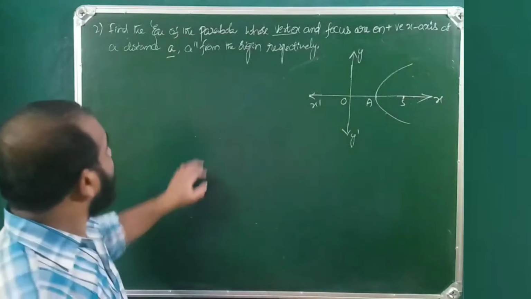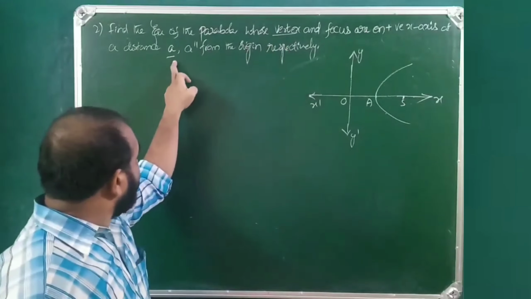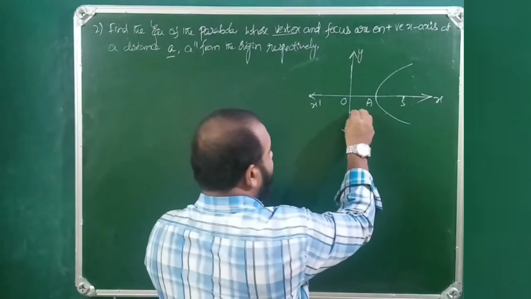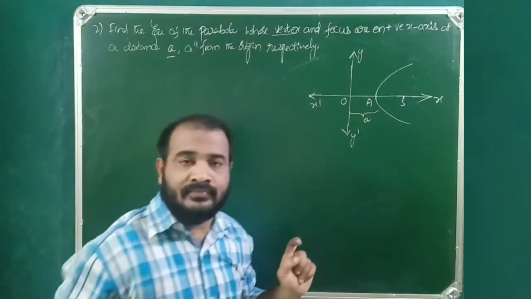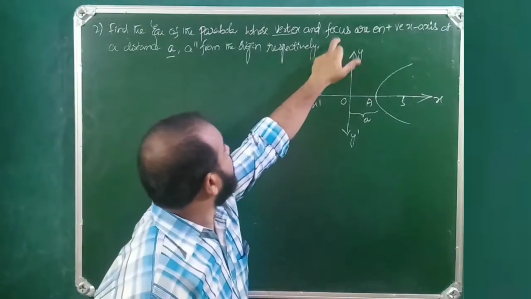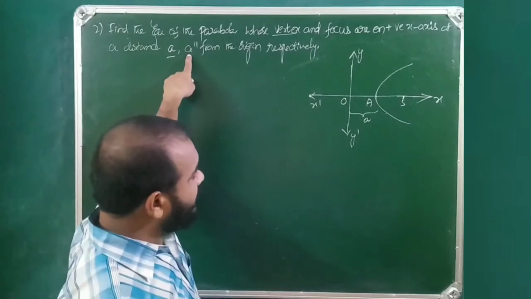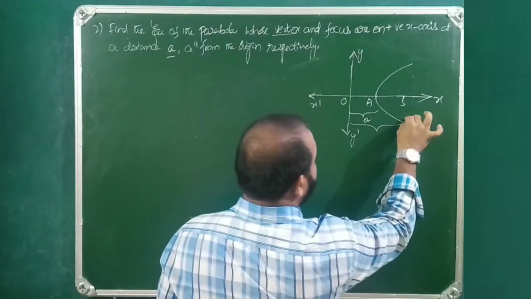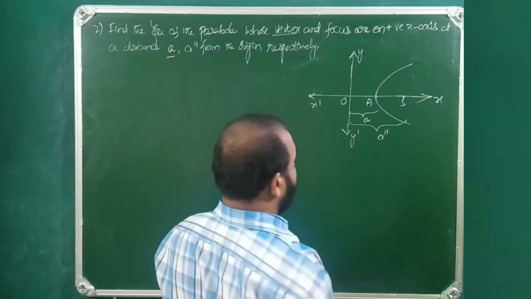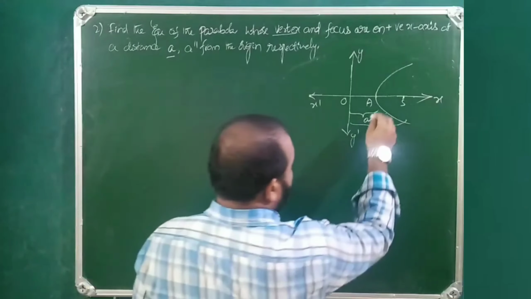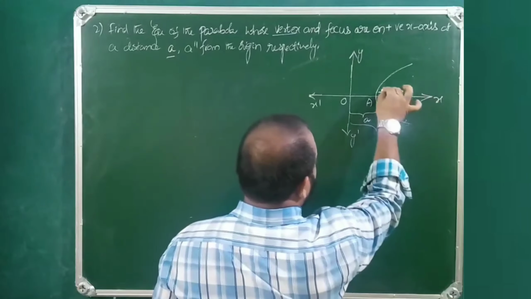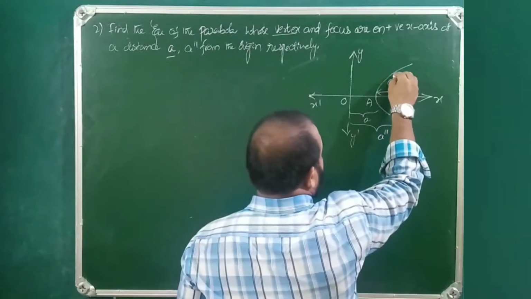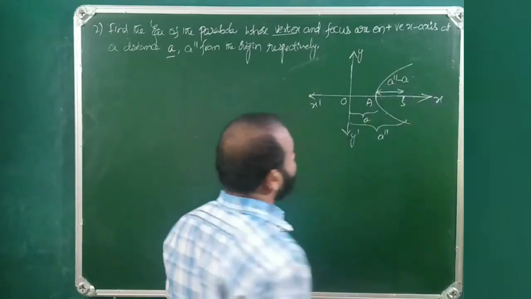So here the vertex is at a distance of a from the origin, and the focus is at a distance of a' from the origin. From the origin, this S is at a distance of a double dash. Now, what is this distance? Total a double dash minus a, so this is a double dash minus a.